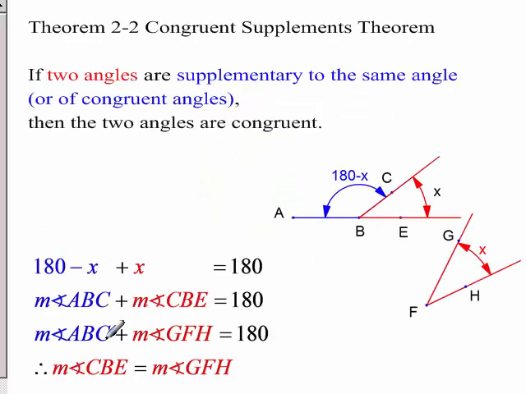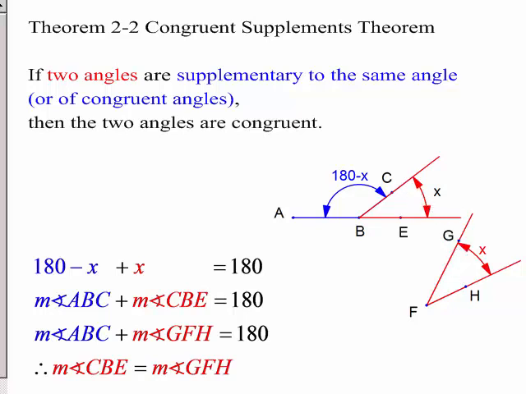Let's see, next rule. We've got the congruent supplements theorem. That means that if this angle is supplementary to this angle and this angle in red, then those two red angles have to be congruent.